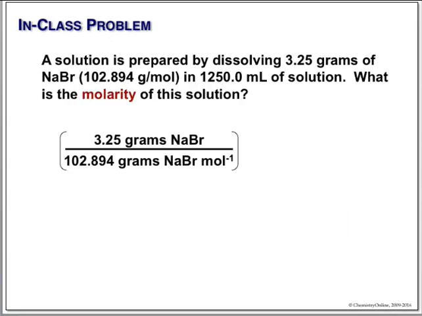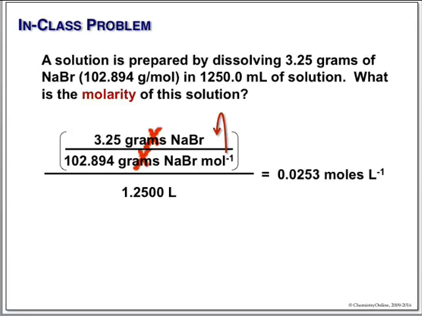Now, we need to divide this. This is moles. We need to divide it by liters. So we'll simply divide it by 1.25 liters. Our grams will obviously cancel. Our mole will go up top, because it's a reciprocal in a reciprocal. And that's going to give us the units of moles divided by liters. We wind up with 0.0253 moles per liter.